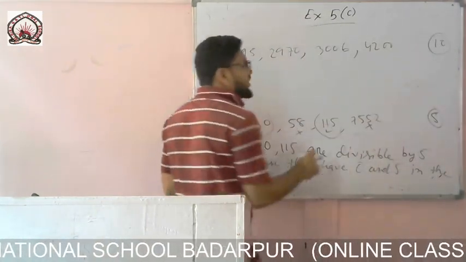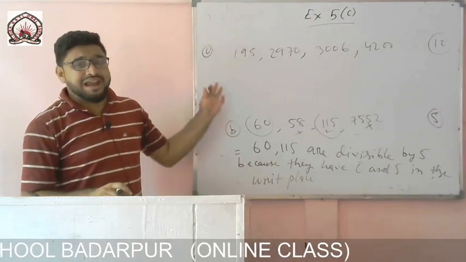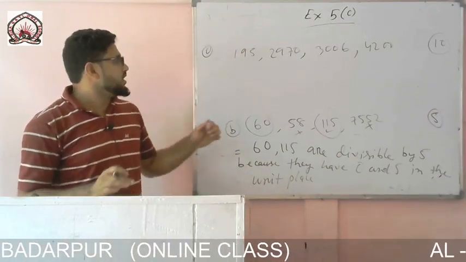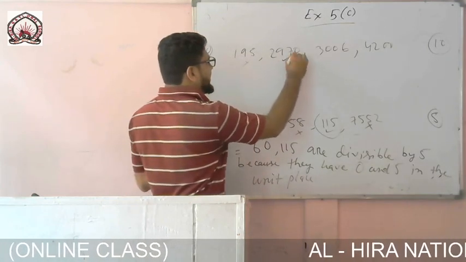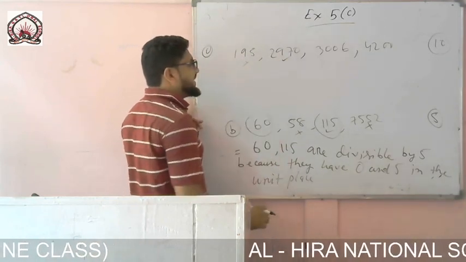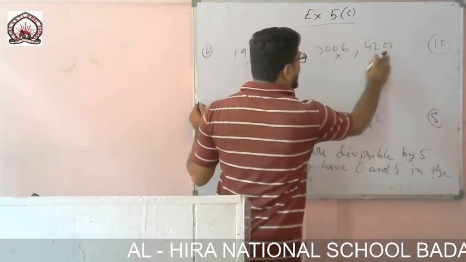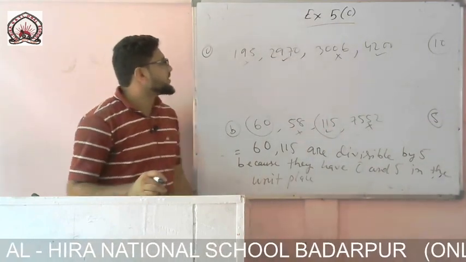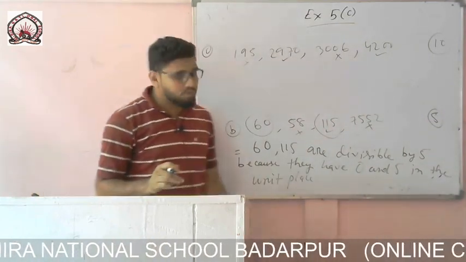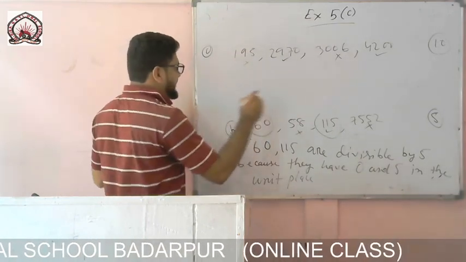10. So we have learned already that a number is divisible by 10 if the number ends with what? 0. So this number ends with 5, so it is not. This number ends with 0, it is. This is divisible by 10. This number ends with 6, it is not. This number ends with 0, so it is divisible. So only 2970 and 4200. These two numbers are divisible by 10. So right answer.